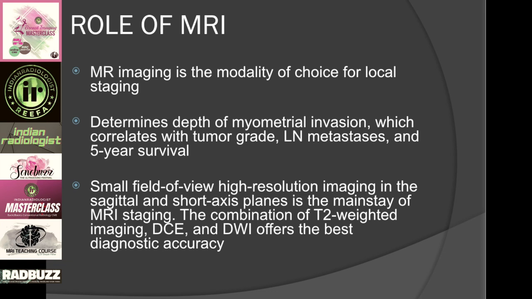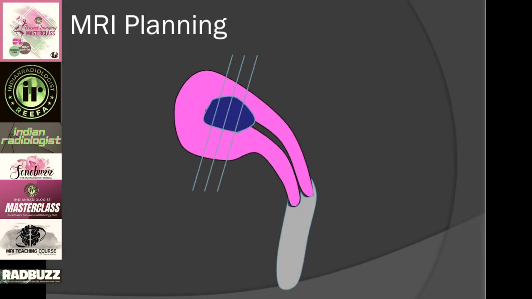Now, MRI is the modality of choice for local staging. It accurately determines the depth of myometrial invasion, which correlates with the tumor grade, lymph node metastasis, and 5-year survival. Small field of view sequences are very helpful together with dynamic imaging. I spoke about patient preparation in my previous talk and therefore I'll not discuss all that again.